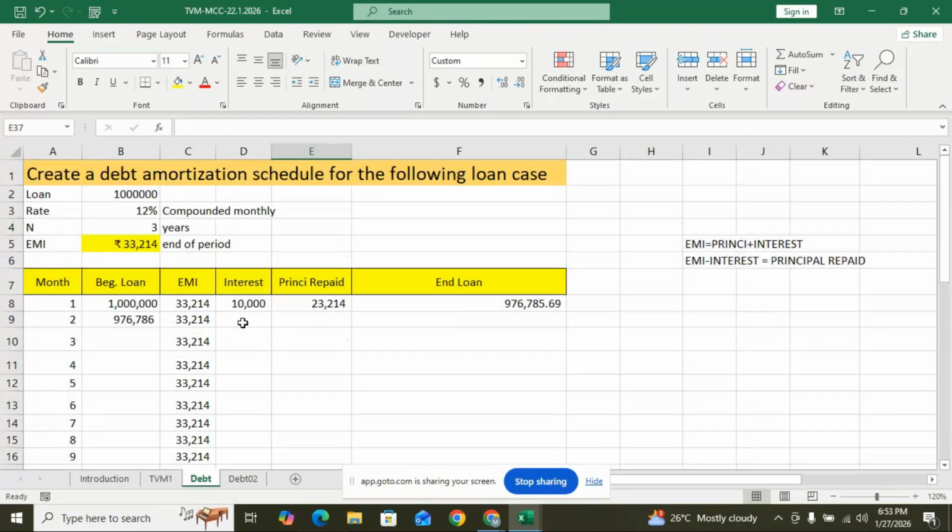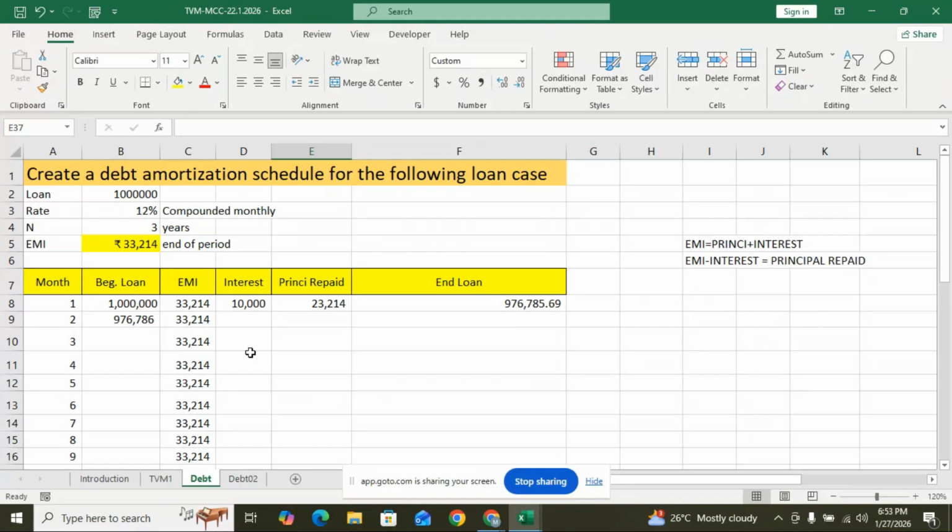Now you tell me, does EMI change for every month? No, we pay the same EMI every month to clear our loan. So instead of taking the cell referencing again and again, we freeze the cell so that we can take the same EMI amount for all the 36 months. So your work becomes easier.